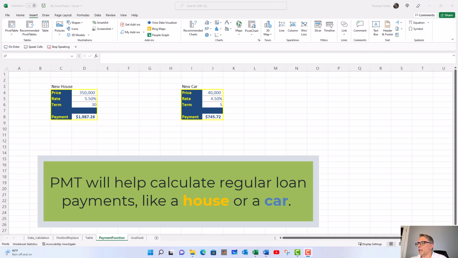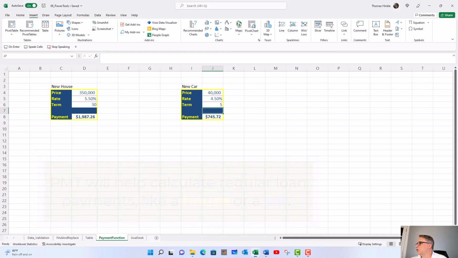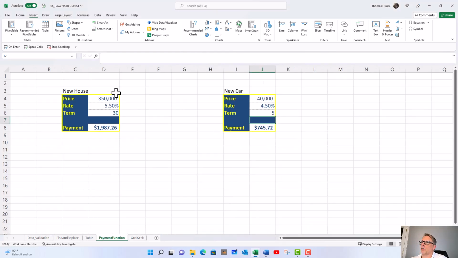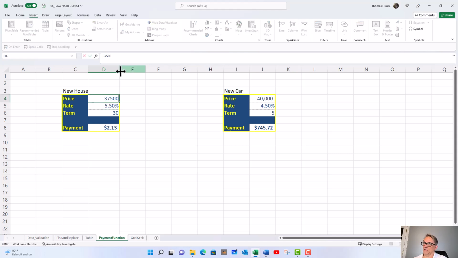So let's go ahead and get on our payment function tab, and I'm going to zoom in a little bit because I've just made this formula out here twice. So we see right now for a new house, we put in the price, the interest rate, and the term or the number of years, and it will calculate that payment for you. If I say I can afford $375,000, and let's say the interest rate goes up a little bit. Right now it's $2,129, and it goes up about 50 bucks if we go up a little in the interest rate.